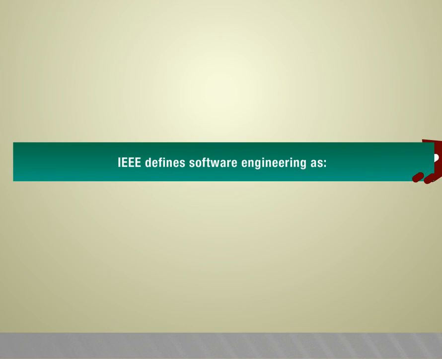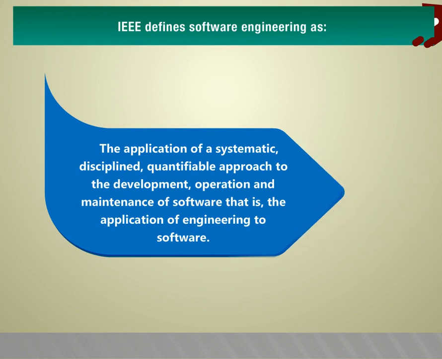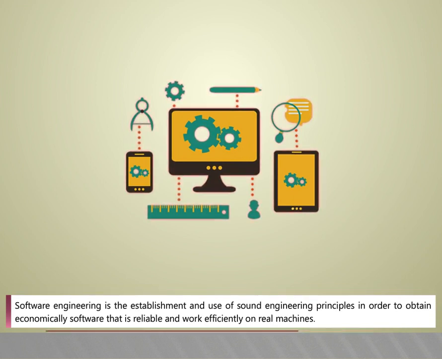IEEE defines software engineering as the application of a systematic, disciplined, quantifiable approach to the development, operation, and maintenance of software, that is, the application of engineering to software. Software engineering is the establishment and use of sound engineering principles in order to obtain economically software that is reliable and works efficiently on real machines.